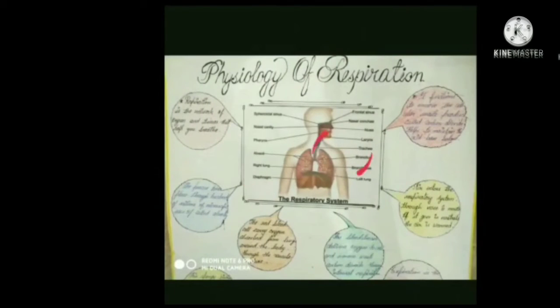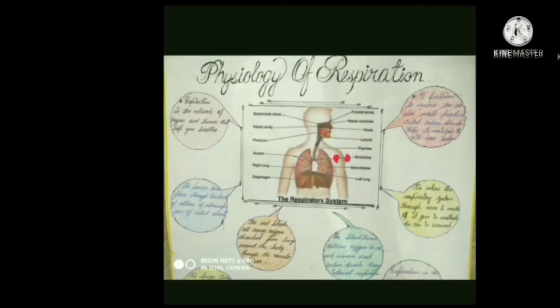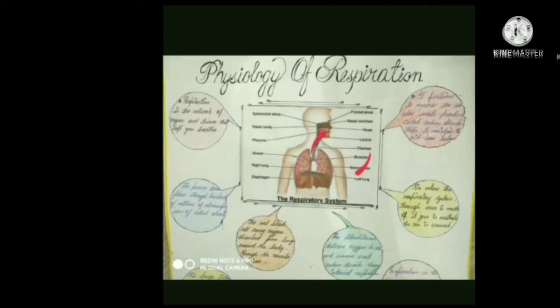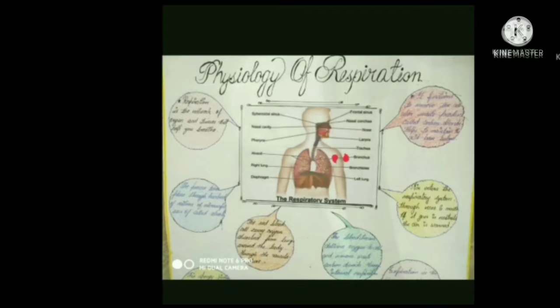The process takes place through hundreds of millions of microscopic sacs called alveoli. The bloodstream delivers oxygen to cells and removes waste carbon dioxide through internal respiration. The blood cells carry oxygen absorbed from the lungs around the body through the vascular tissue.